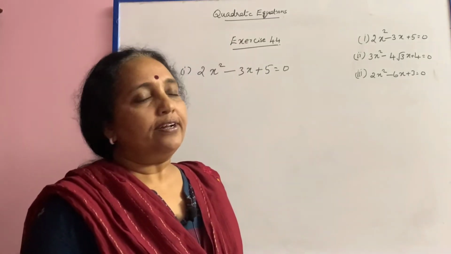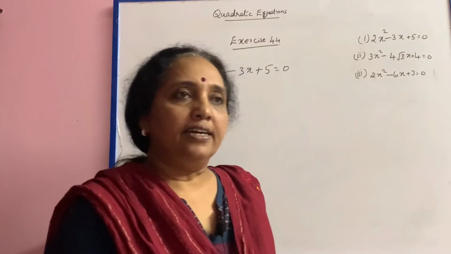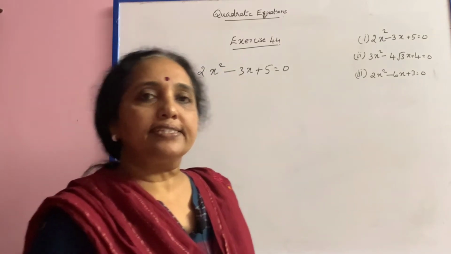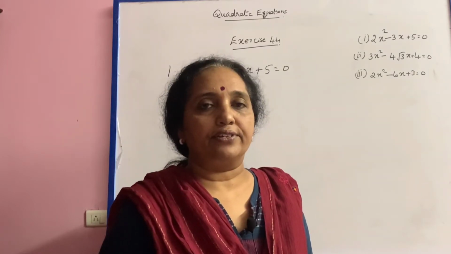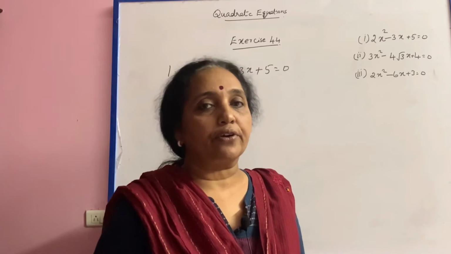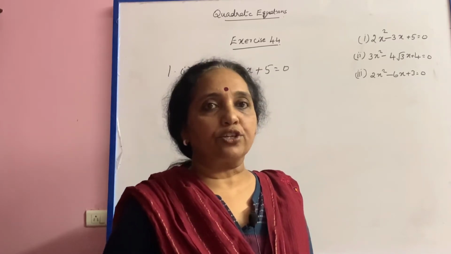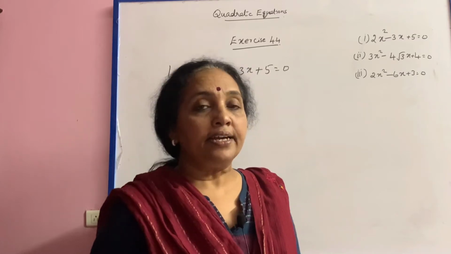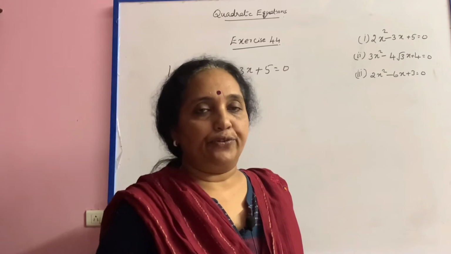Exercise 4.4. Find the nature of roots of the quadratic equation. We know that in a quadratic equation, the discriminant determines the nature of the roots. The discriminant is the value of b square minus 4ac. So the question is to find the nature of the roots of the quadratic equation. Then you find out what the discriminant is in each equation.